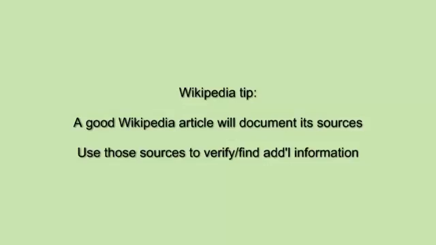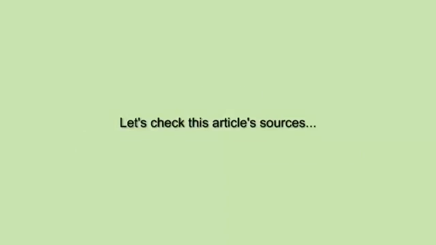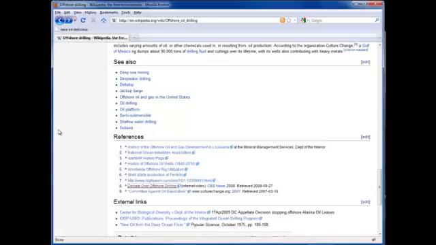A good Wikipedia article will always document the sources that it uses for the information found on the page. Use those sources to verify what you've read and find additional information too. Let's check the sources for the article that we've been examining. I'm going to click on the first reference here and see where it takes me.